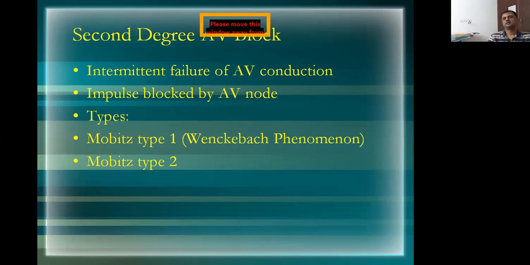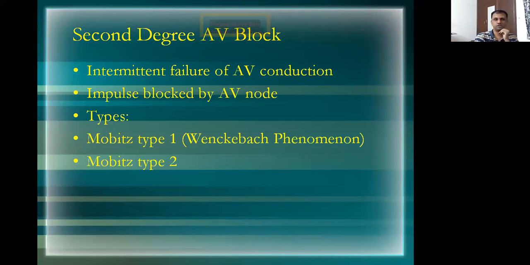Second degree AV block. First degree AV block is a prolonged PR interval. Second degree AV block, how we diagnose it is there's intermittent failure of AV conduction. The impulses coming from above, from the sinoatrial node, are sometimes blocked at the level of the AV node. Under second degree AV block, you have two different categories, Mobitz type 1 and Mobitz type 2. Type 1 is called Wenckebach's phenomenon.